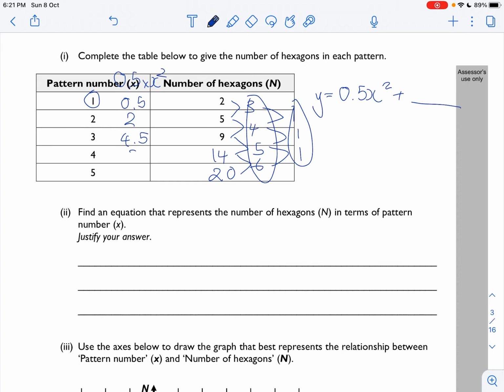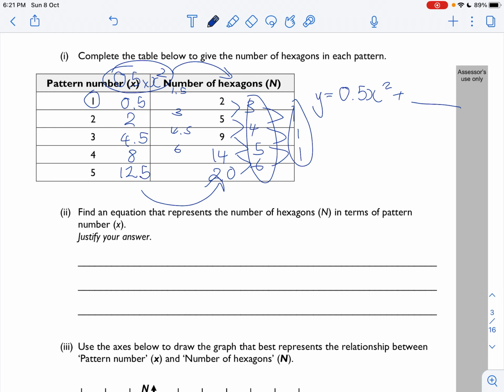4 squared is 16, half of 16 is 8. 5 squared is 25, half of 25 is 12.5. Okay, so now we've got this bit. Now we're going to work out what we have to add on to get to this bit here. So this difference here is 1.5, from 0.5 to 2. From 2 to 5 is 3. From 4.5 to 9 is 4.5. From 8 to 14 is 6.